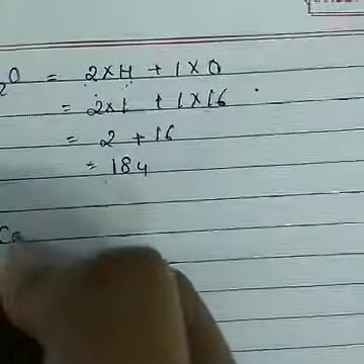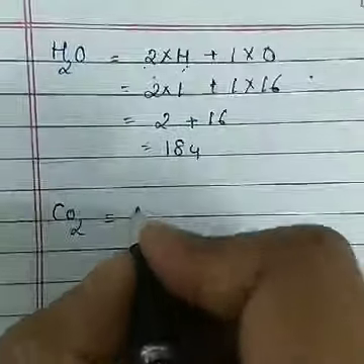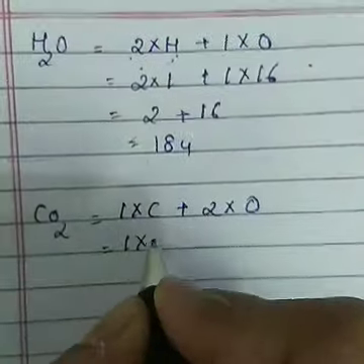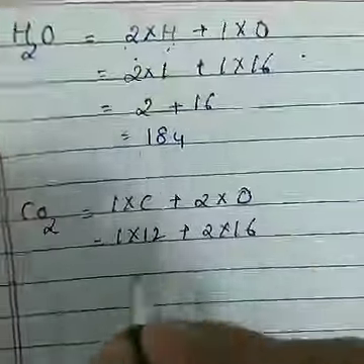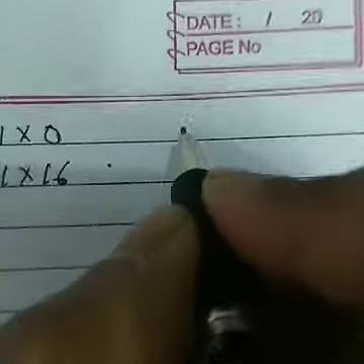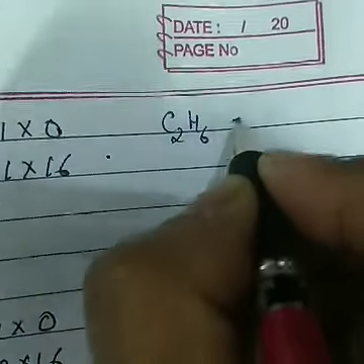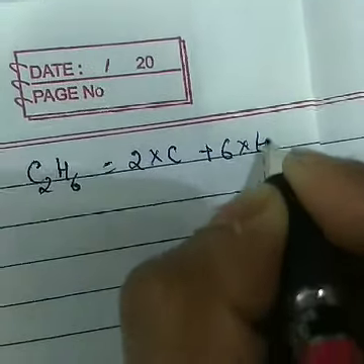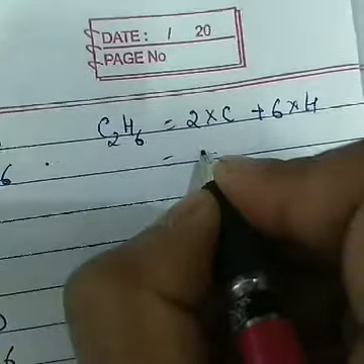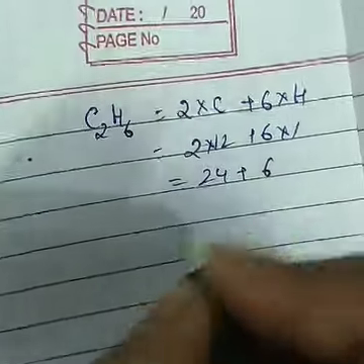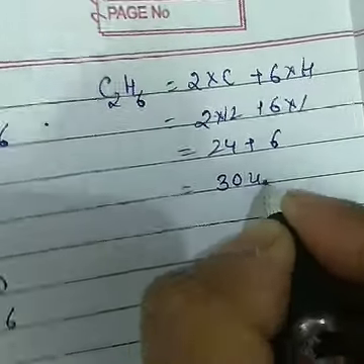Similarly, carbon dioxide. How many carbon atoms are here? 1 into C plus 2 into O, 2 oxygen atoms. So atomic mass of carbon is 12, oxygen is 16. So 12 plus 32, that is 44 u. If I tell you to find out the molecular mass of C2H6, just write how many atoms are there. 2 into carbon, 6 into hydrogen. That is 2 into 12 plus 6 into 1. 24 plus 6, 30. Okay.